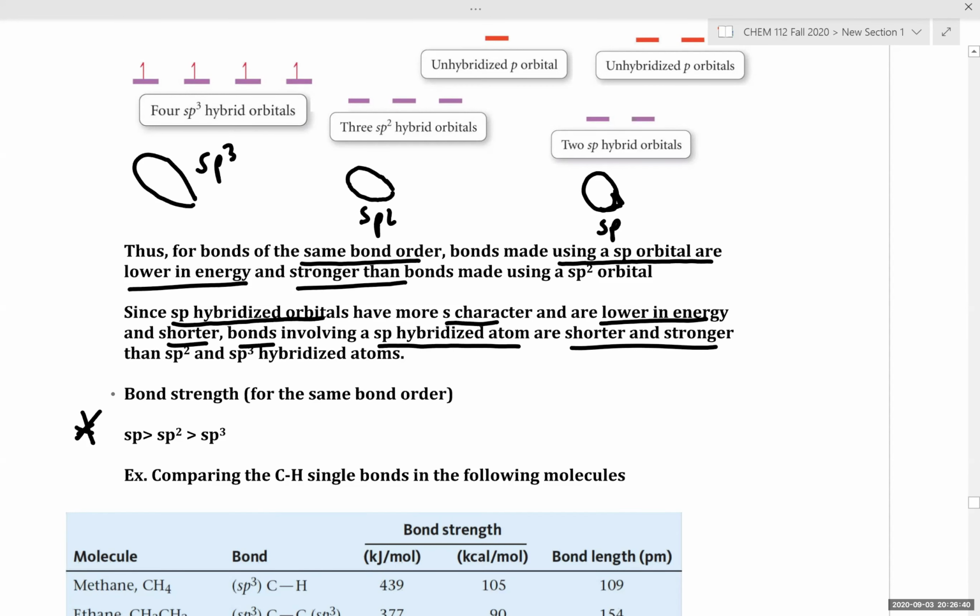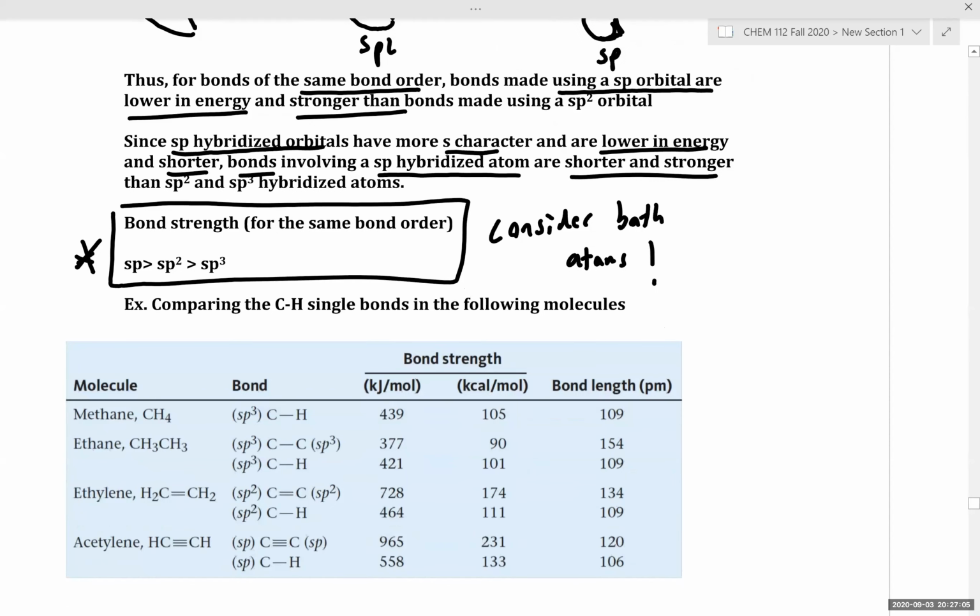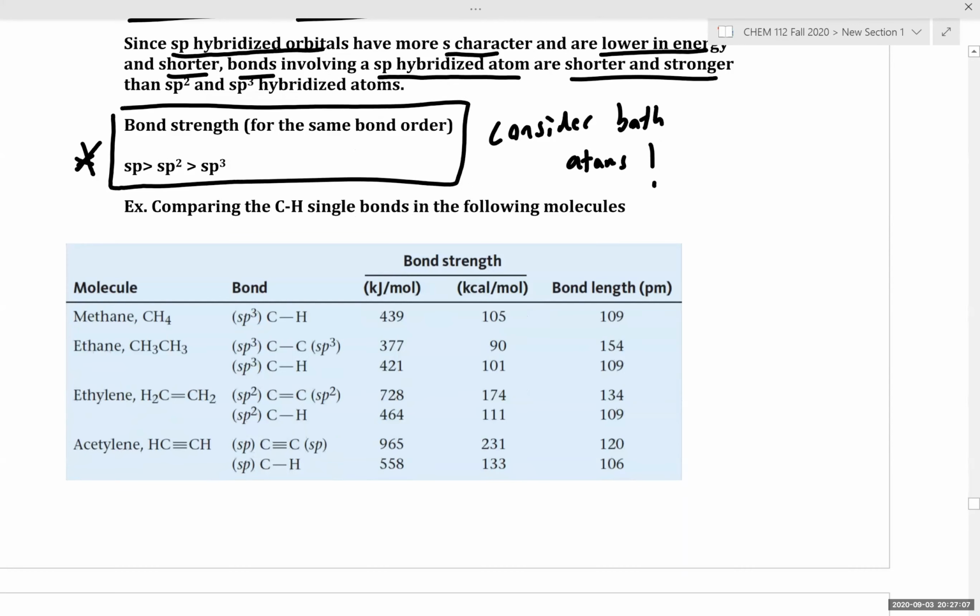So this is the bond strength section that you need to know. In general, bonds involving an sp hybridized atom are stronger than sp2 hybridized atoms, which are stronger than sp3 hybridized atoms. And the thing you need to note is that you need to consider both atoms. So what do I mean by that? Well, let's take a look at the following table.